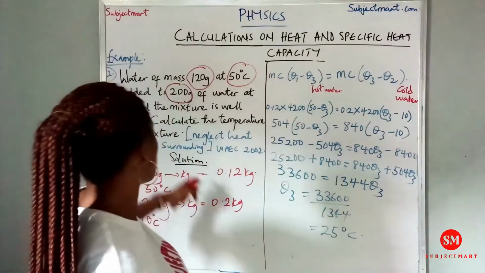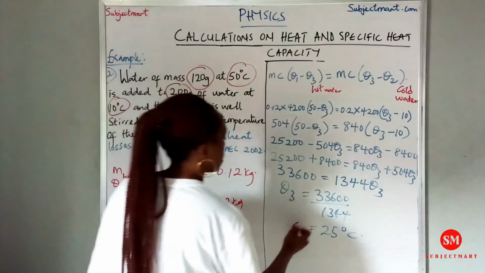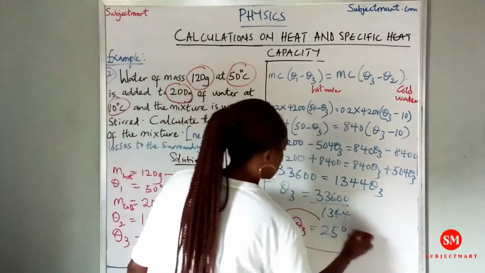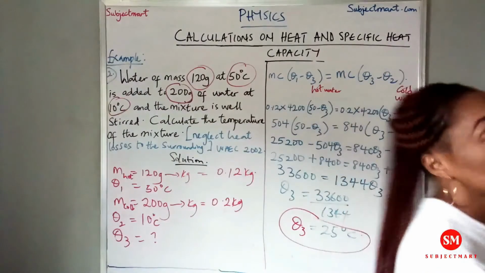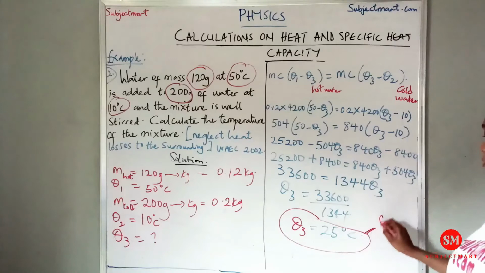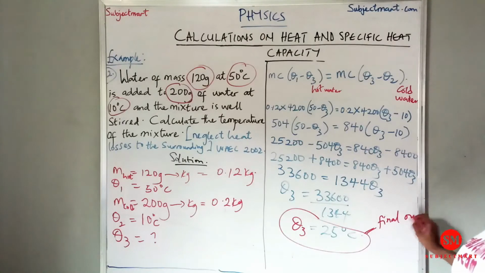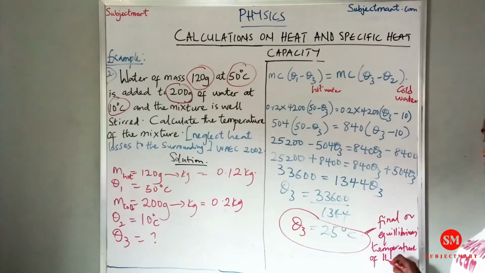So the required temperature, the temperature of the mixture, theta 3, is equal to 25 degrees C. It's the same thing as the equilibrium temperature, the final or equilibrium temperature of the mixture.